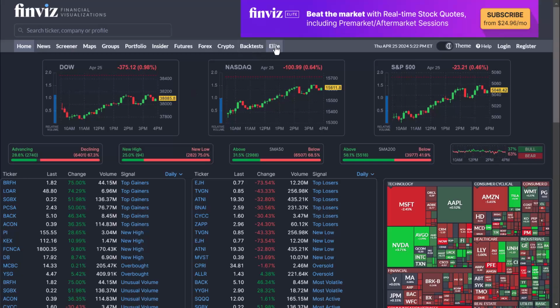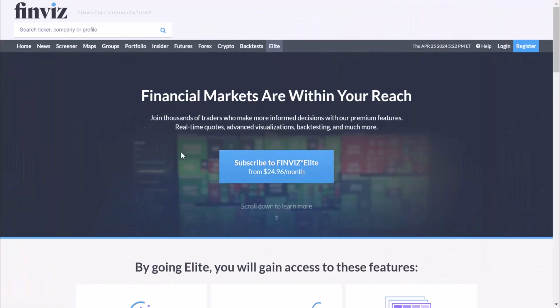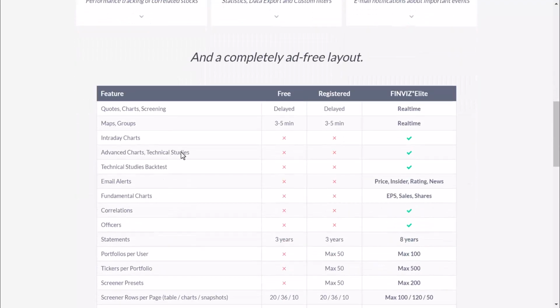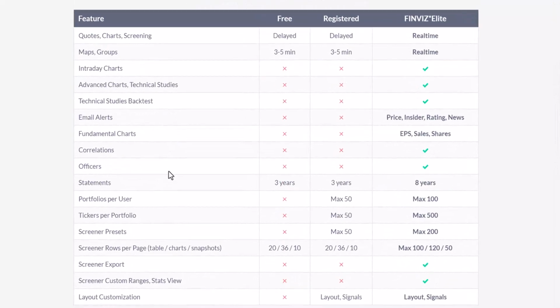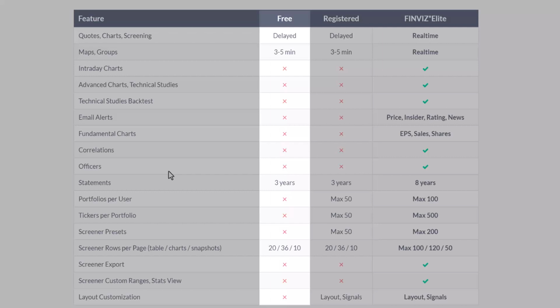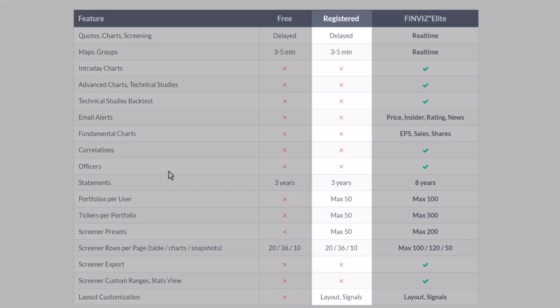So let's start out by talking about the pricing for Finviz. Finviz offers a free plan and a registered plan, as well as a premium plan. With the free plan, you actually don't even need to sign up to use Finviz. You can just start using the software. It's pretty cool. Not a lot of software offers that these days. The registered plan, I think it's worth registering. You get up to 50 saved screens as well as 50 portfolios to track stocks. Both of those plans offer access to all of Finviz's screening features.